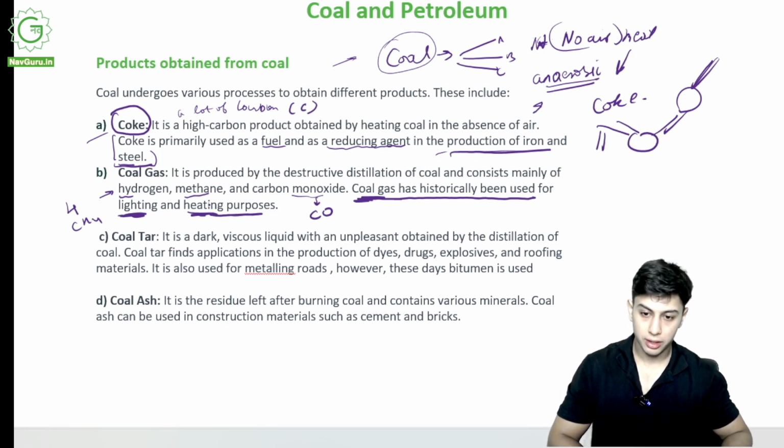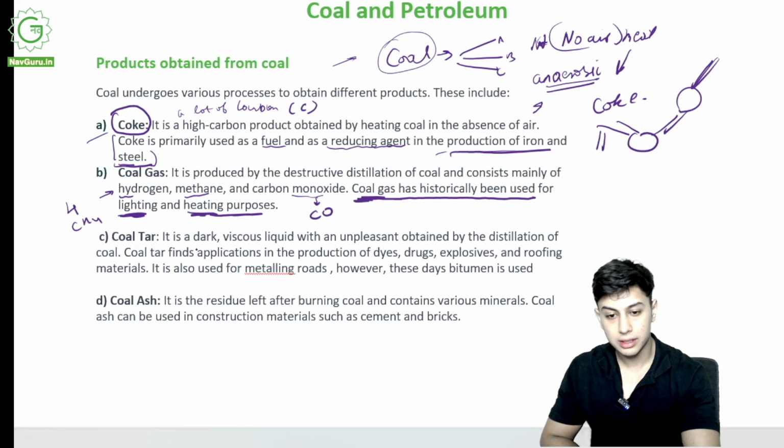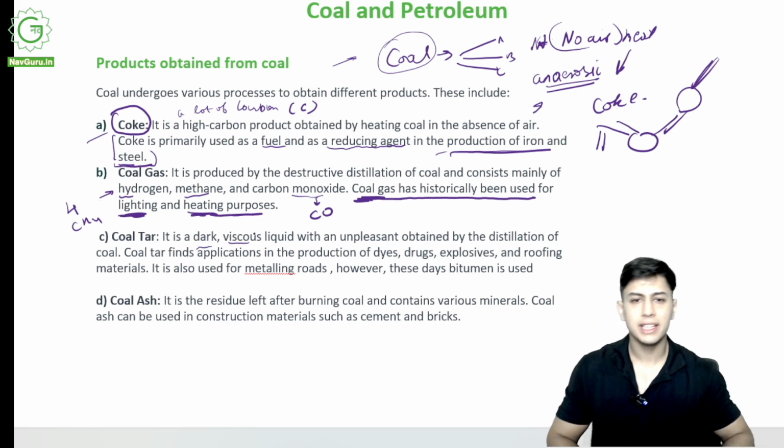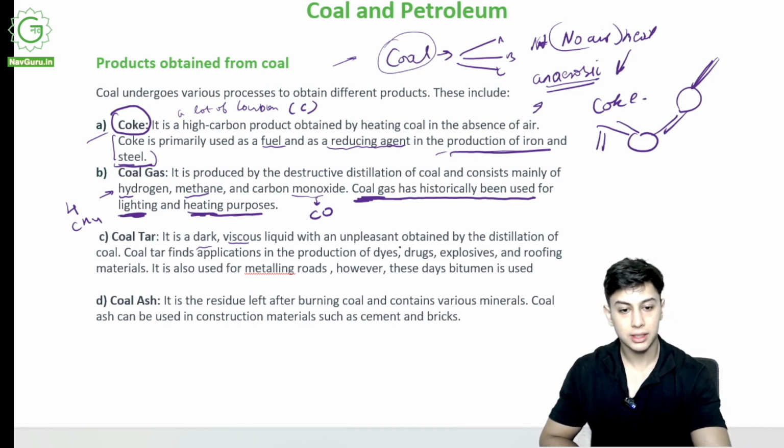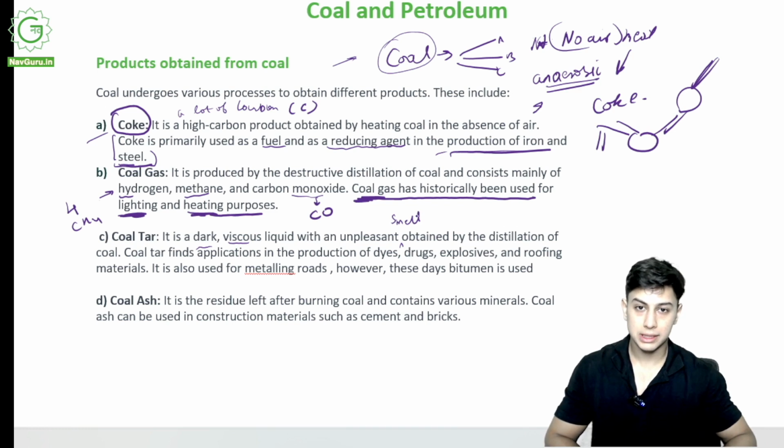Coal tar. What is coal tar? It is a dark, viscous liquid. What do I mean by viscous? It is a very thick liquid. It does not flow easily. Honey is very thick, it is very viscous. Okay, with an unpleasant smell. It has a very strong unpleasant smell, you cannot smell it for long.